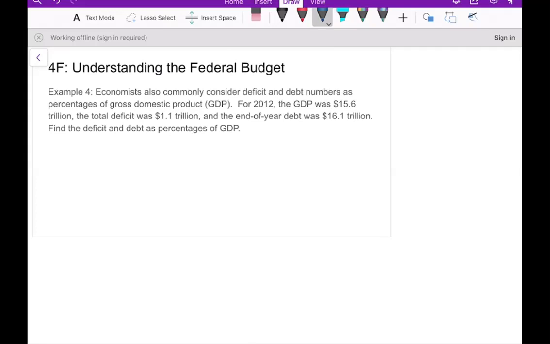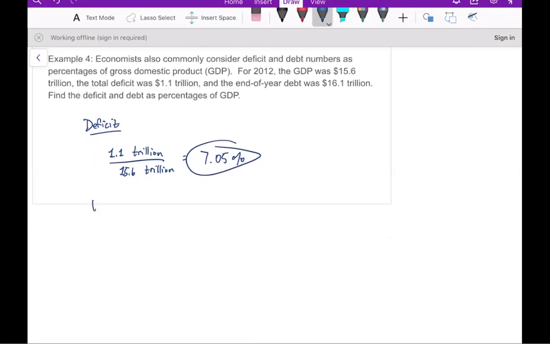Okay, so if we want to find each of these as percentages, then the deficit would be 1.1 trillion divided by 15.6 trillion. If I divide these and then multiply by 100, this would give me 7.05%. Right, so the deficit is 7.05% of the gross domestic product. And for the debt, I would need to take 16.1 trillion and divide it by 15.6 trillion.